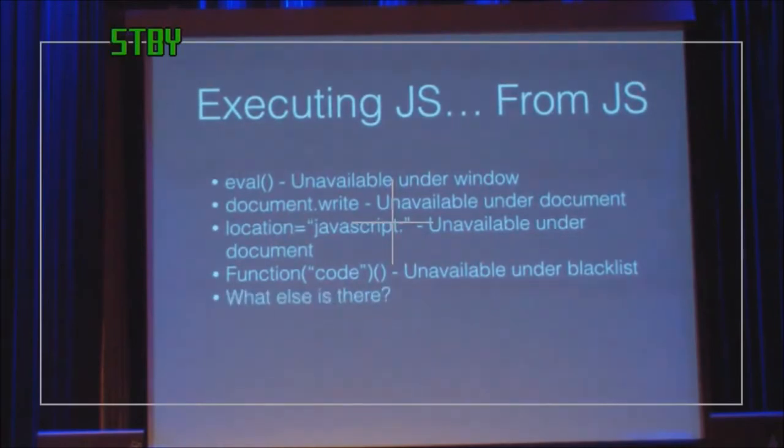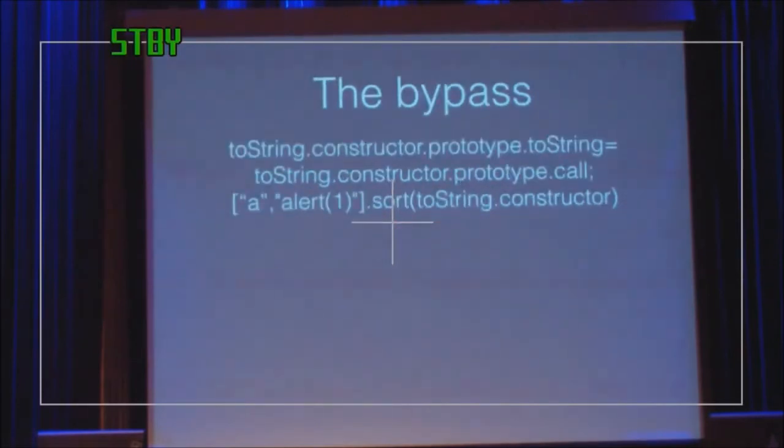So what else is there? Well, it turns out it's pretty damn hard to execute JavaScript from JavaScript without these things. But the good thing about really damn hard is that it's one step better than impossible. So after a lot of digging into how the hell JavaScript works, and still being kind of sane, I came up with, well, this. And believe it or not, this is a perfectly fine and valid JavaScript way of executing alert(1).